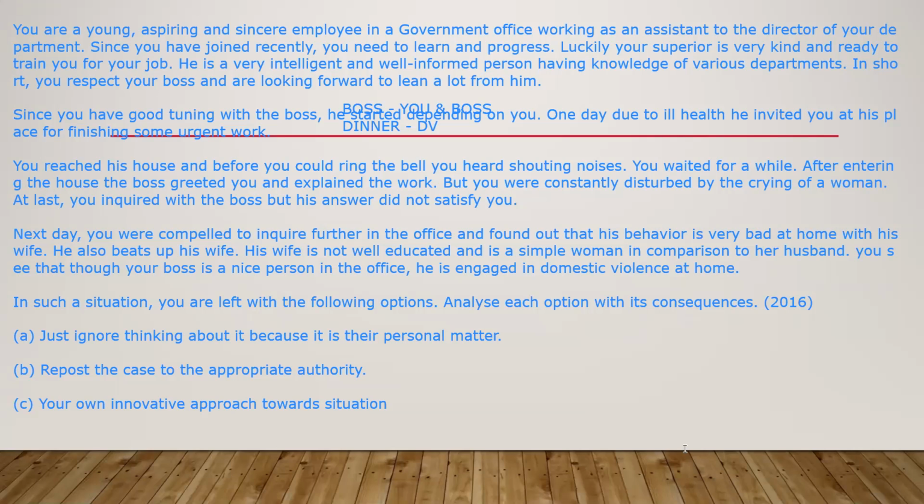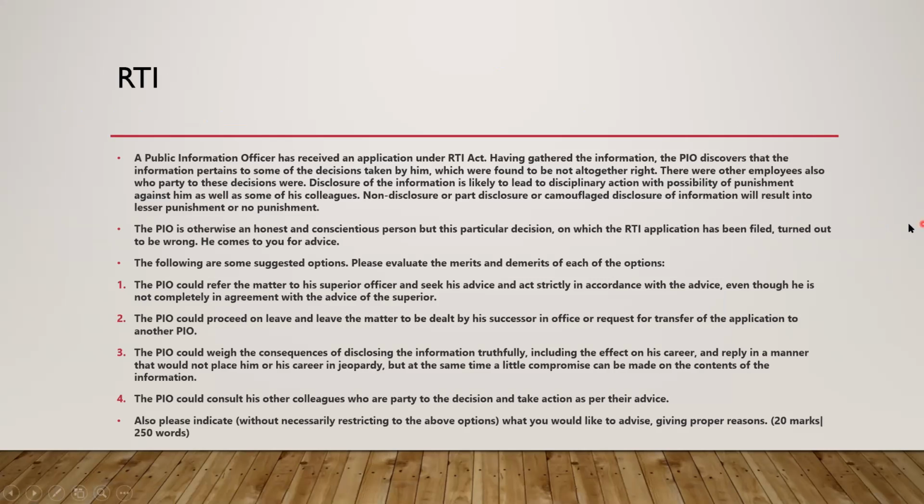Yes, deprivation of. Okay, so let's quickly go towards the RTI one. So RTI, okay, please read the question quickly.